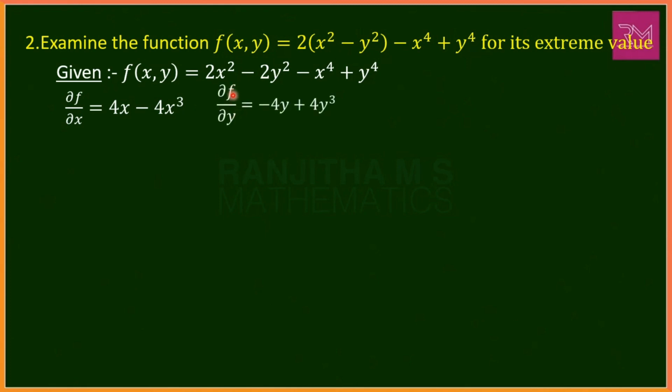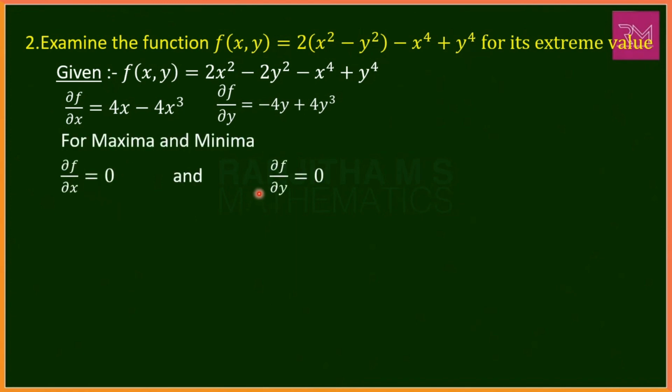Similarly, del f by del y means we have to treat the x value as constant. Hence we get the differentiation of minus 2y square as minus 4y. So this value becomes 0, plus y power 4 differentiation is 4y cube. After finding del f by del x and del f by del y, to find maxima and minima, we have to equate these two terms to 0.